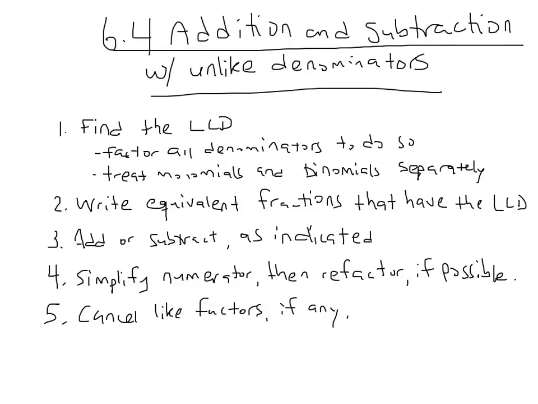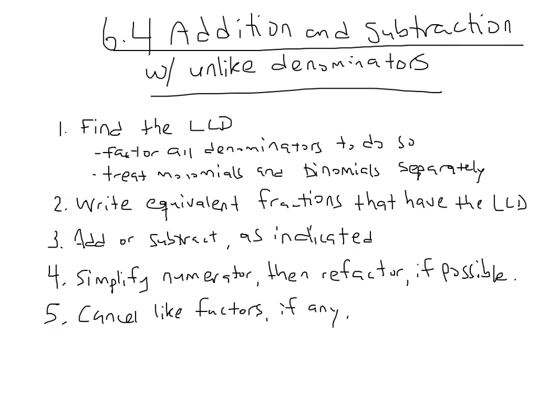Hello, Algebra Scholars. This is section 6.4, Addition and Subtraction with Unlike Denominators. Definitely one of the more challenging and involved sections that we'll study this year. Here are all of the steps that we're going to need for doing problems in this section.